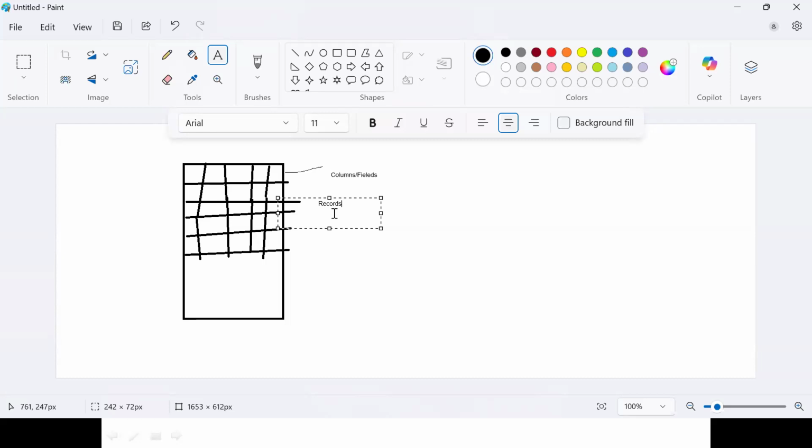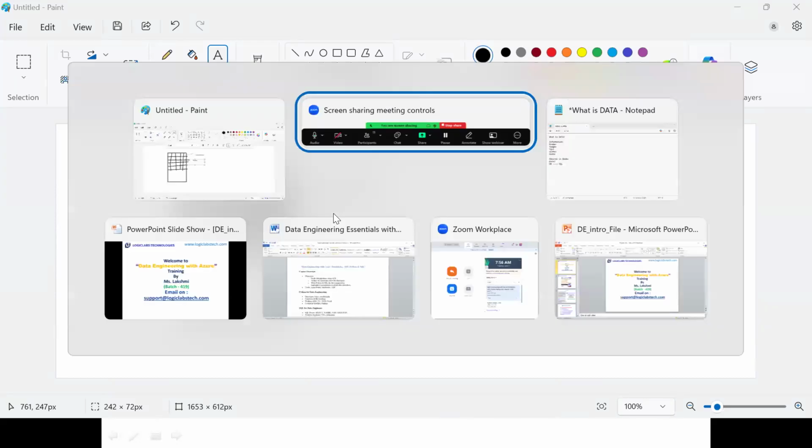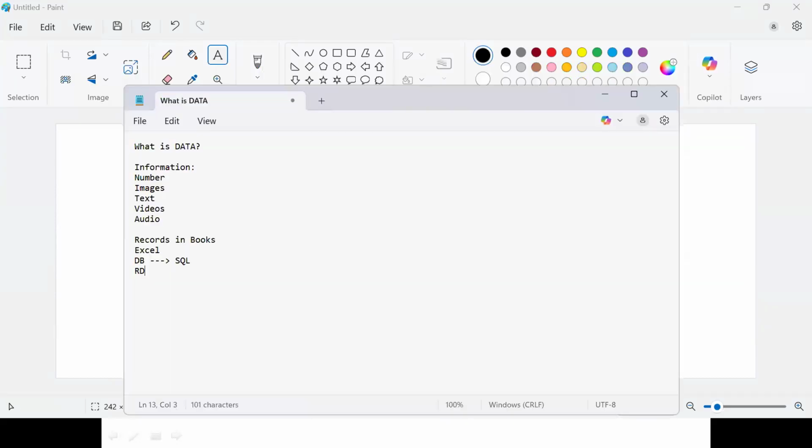At a certain time, once the data has increased record by record and reached the maximum, data handling issues come. So at that time, they introduced RDBMS. RDBMS means Relational Database Management System. Okay, so RDBMS is introduced.